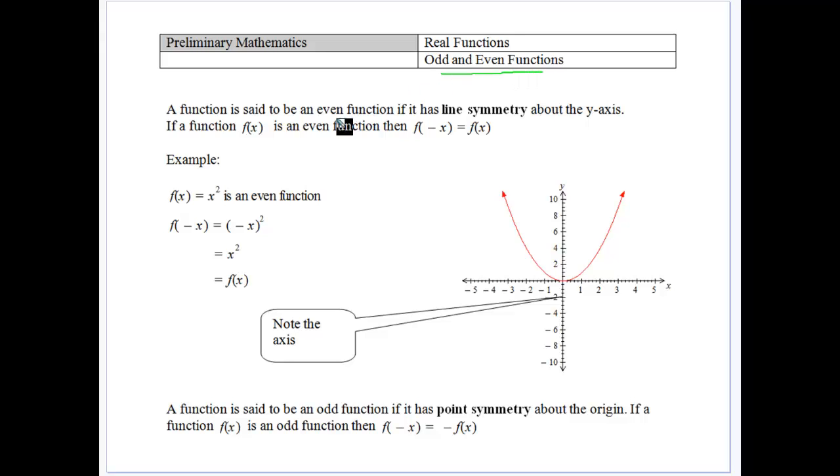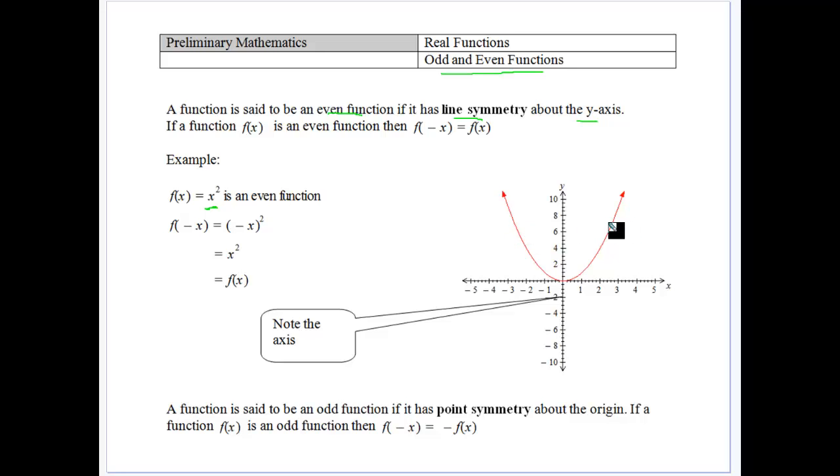Now, if it's an even function, it's going to have line symmetry about the y-axis. Remember, we've got to delve back to your year 7 days. That line symmetry basically is a mirror image in a line. So we've got our y-axis and the mirror image on either side of the line. It'll be the same on the right hand side as it would on the left hand side. They'll match up. Now this is a graph of a function of x squared, and you can see x squared has that symmetry.